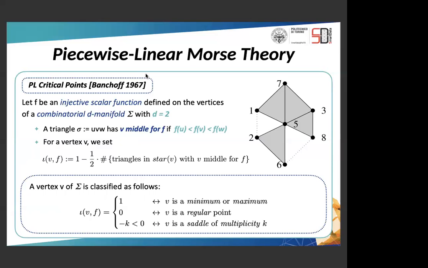In the example that you see on the right, if we consider vertex 5, it has those highlighted 4 triangles in which 5 is the middle value for f, and based on this number, by adopting the formula below, we can realize that 5 is a saddle point for this piece of combinatorial manifold.